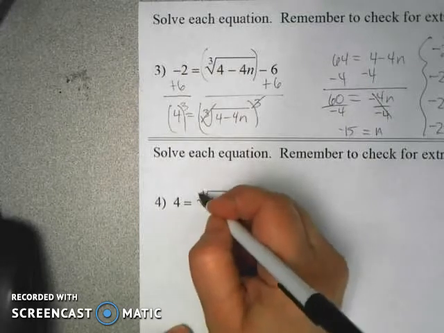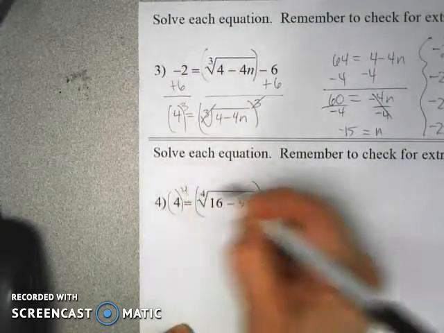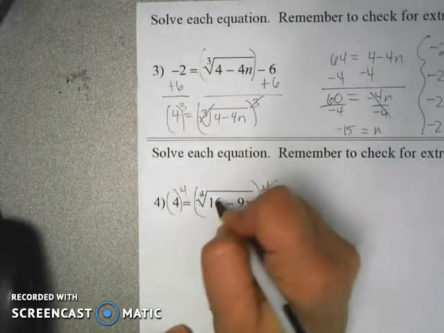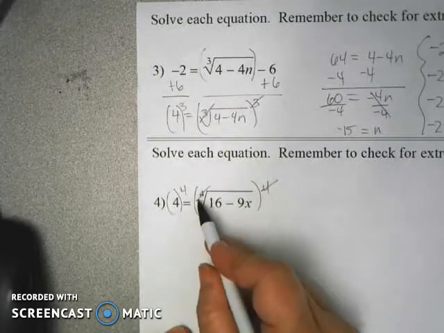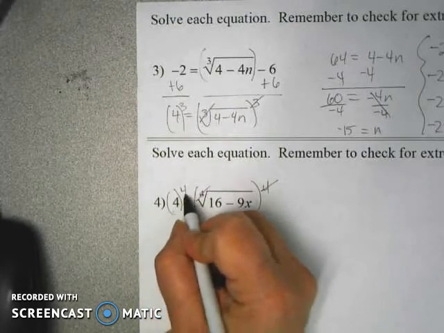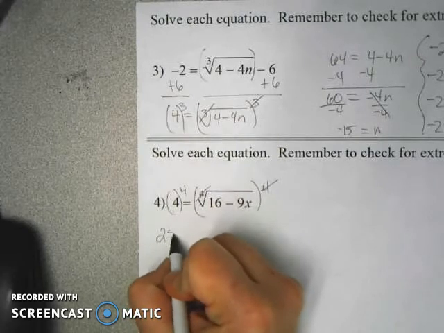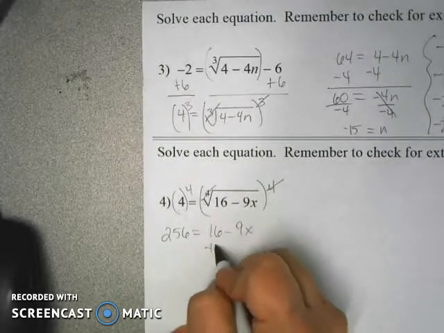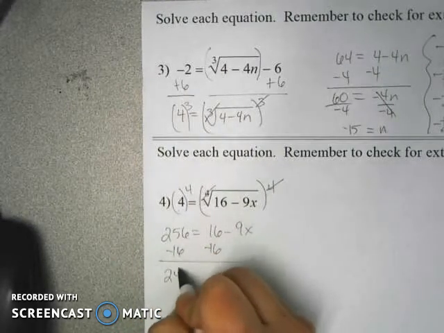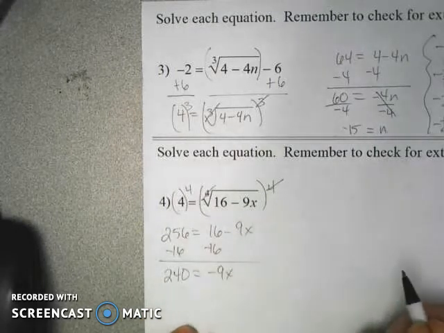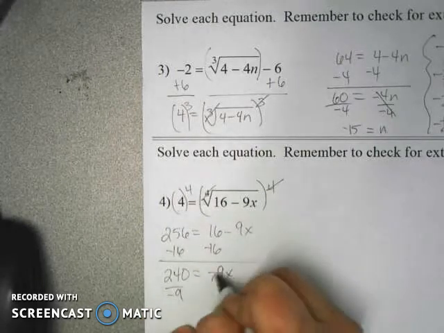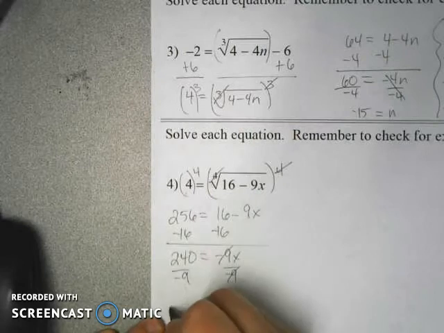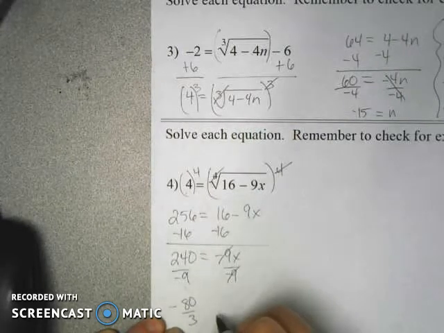All right, let's take a look at this one. The radical's already isolated, so we're just going to go ahead and raise that to its reciprocal power. So the fourth power will cancel out a fourth root. 4 to the fourth power is going to be 256. Go ahead and solve that equation. Nine doesn't actually go into this, so we're just going to simplify that fraction. That's going to be negative 80 thirds.